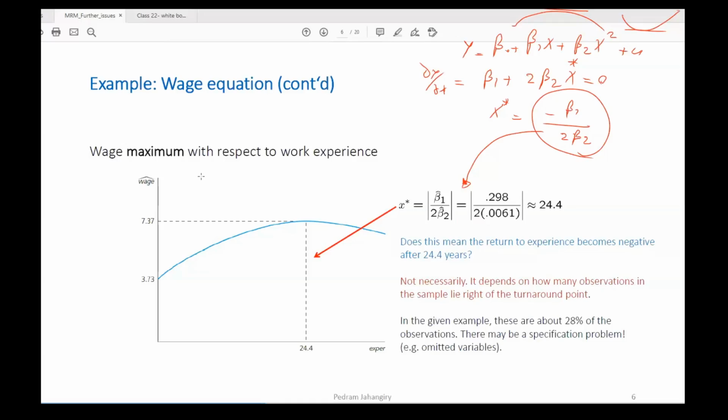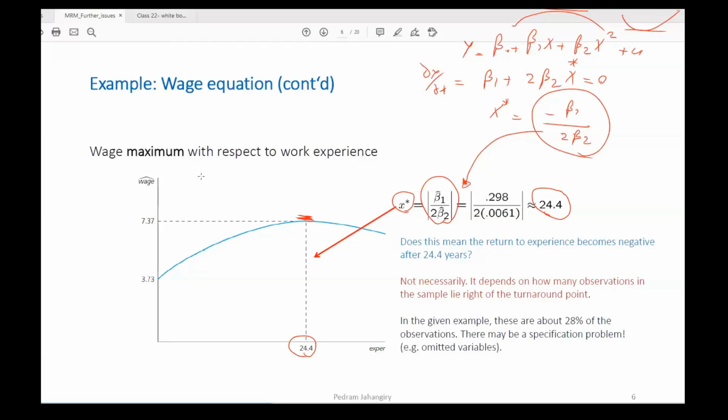So this basically says that whenever you have a quadratic functional form, there is an x star, the point where this functional form hits the maximum or minimum. In some cases, we're going to see that you will hit the minimum. And actually, we have an example for it in the following slides. Okay. And we can calculate that number, and then we should see how many observations I have to the left or right of that number. So in this example, the maximum happens when the experience is 24.4.